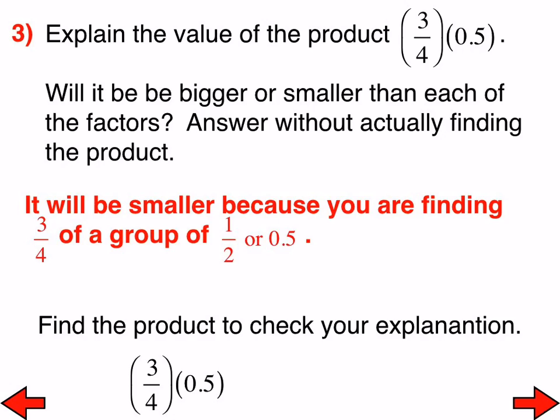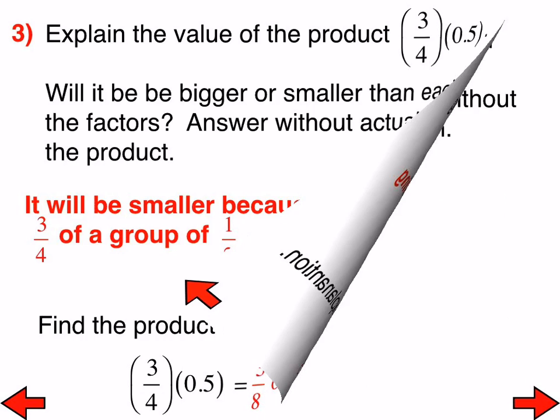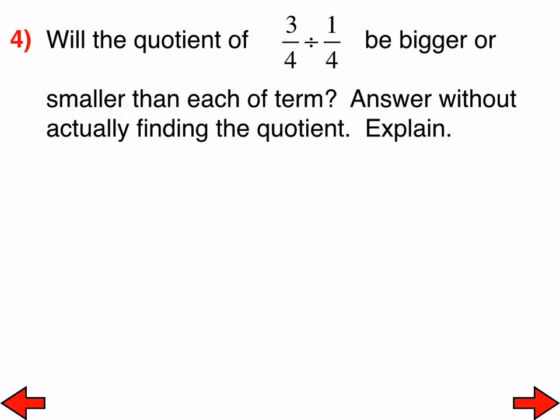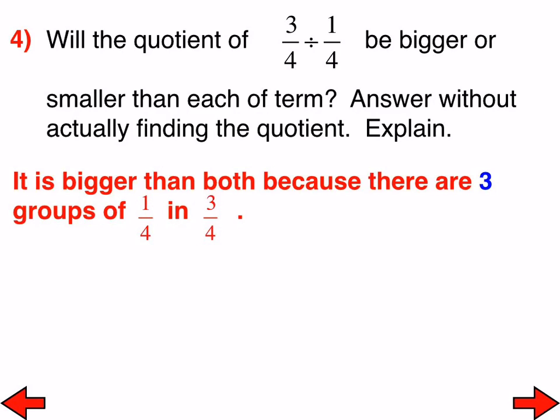And if you were actually to find that, that would be 3/8 or 0.375. Number four, will the quotient of 3/4 divided by 1/4 be bigger or smaller than each term? And it is bigger than both because there are three groups of 1/4 in 3/4.